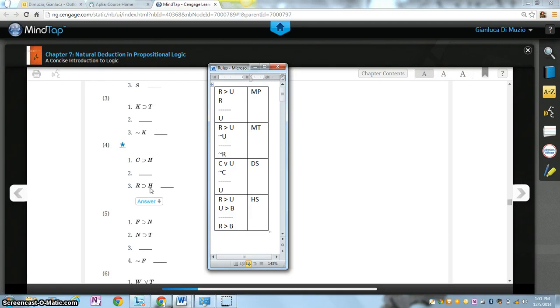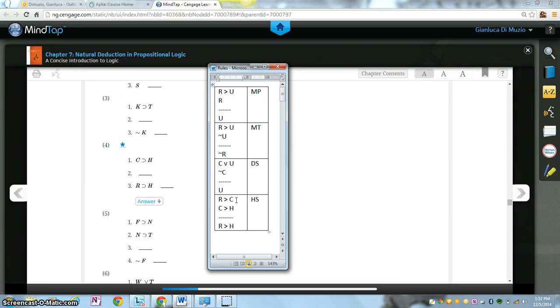Okay, so let me do it over here. If you have if R then C and if C then H, then you can infer if R then H. So on this side, if you inferred if R then H and you had if C then H, the missing piece of the puzzle is if R then C.